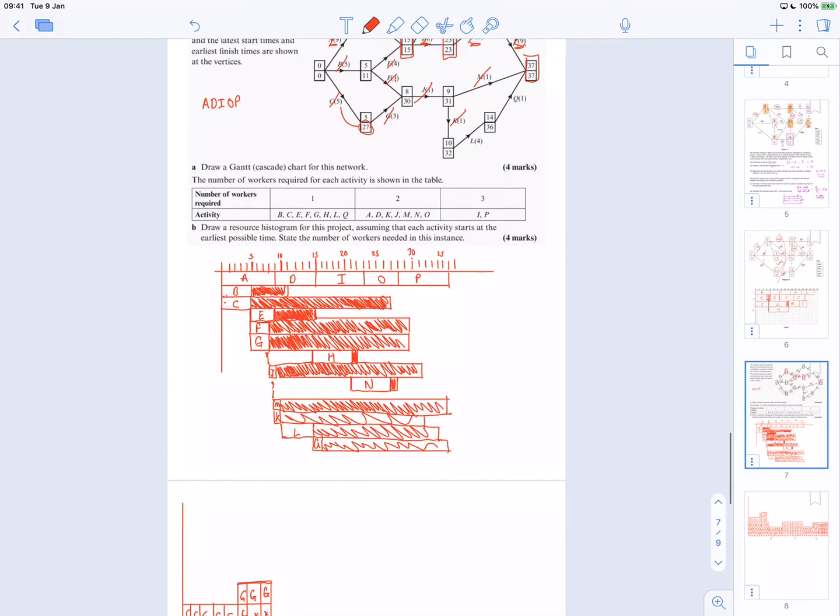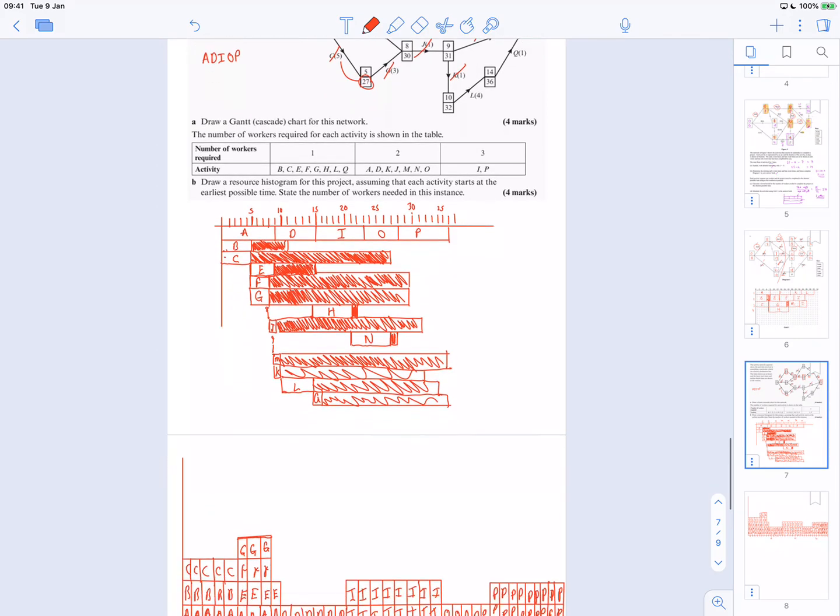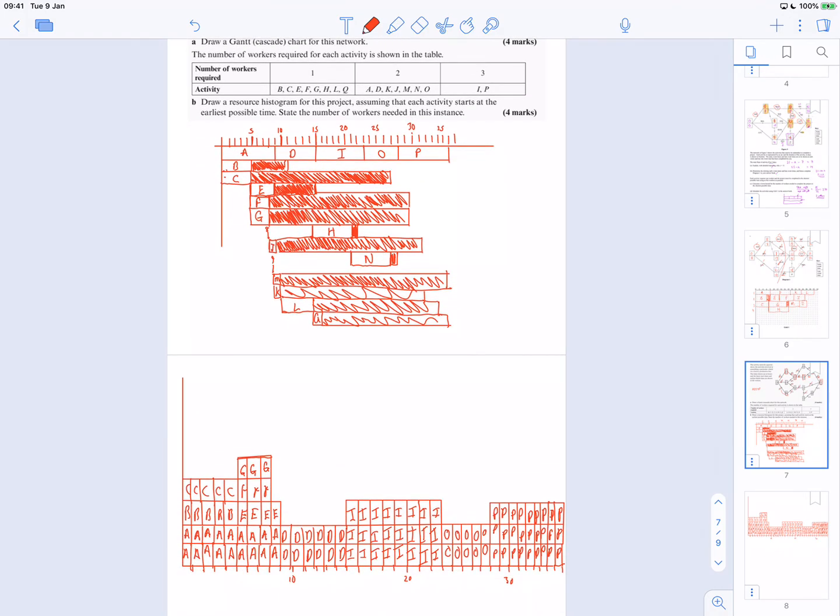J was the next one. J could start at 8. So that's 10, 9, 8. So I guess J could slot in there.